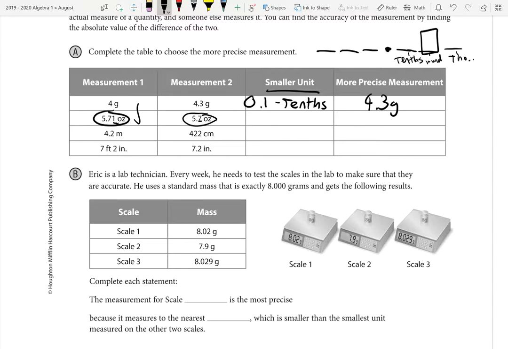So that one is the one with the smaller unit, the 5.71. It has gone to the hundredths place. Therefore it is more precise than the one that only went to the tenths place. So the more precise measurement is 5.71 ounces here.